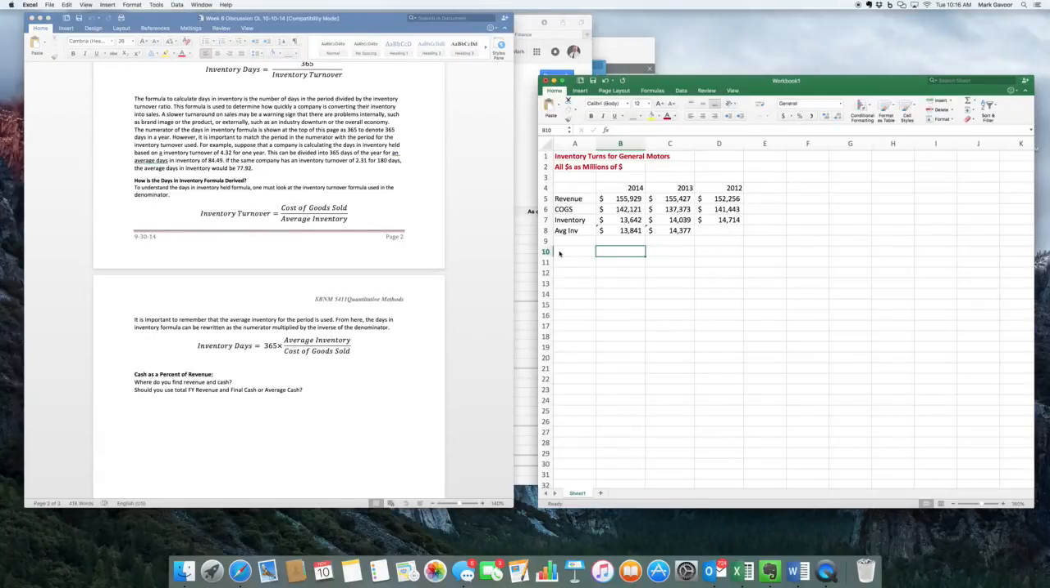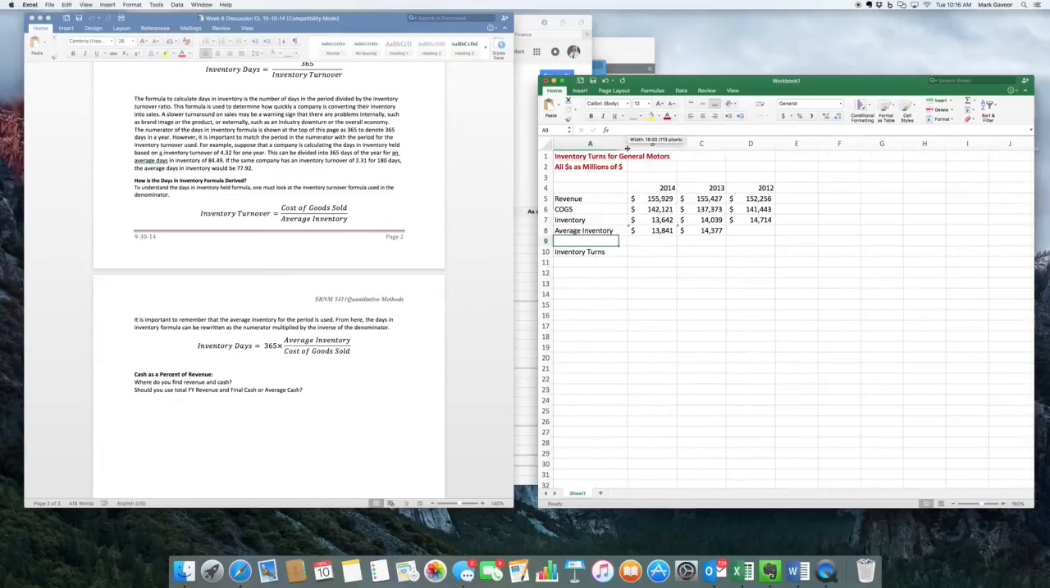So, inventory turns. And maybe I should make everything clear. And inventory turns equals cost of goods sold divided by average inventory. Do I need 7 decimal places? No, I'm not flying rocket ships to the moon. I really need that 10.3 turns a year, which is pretty good for an automotive company, I would think.